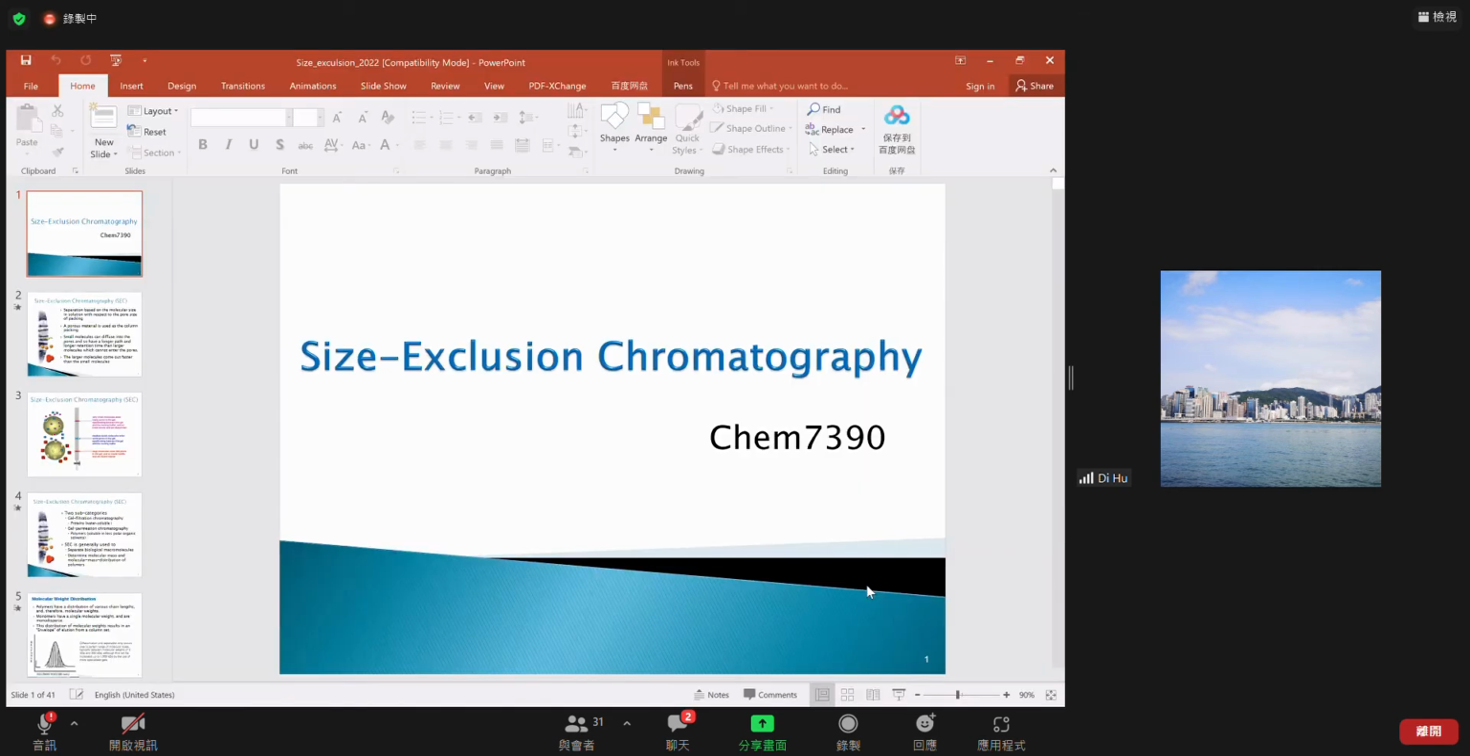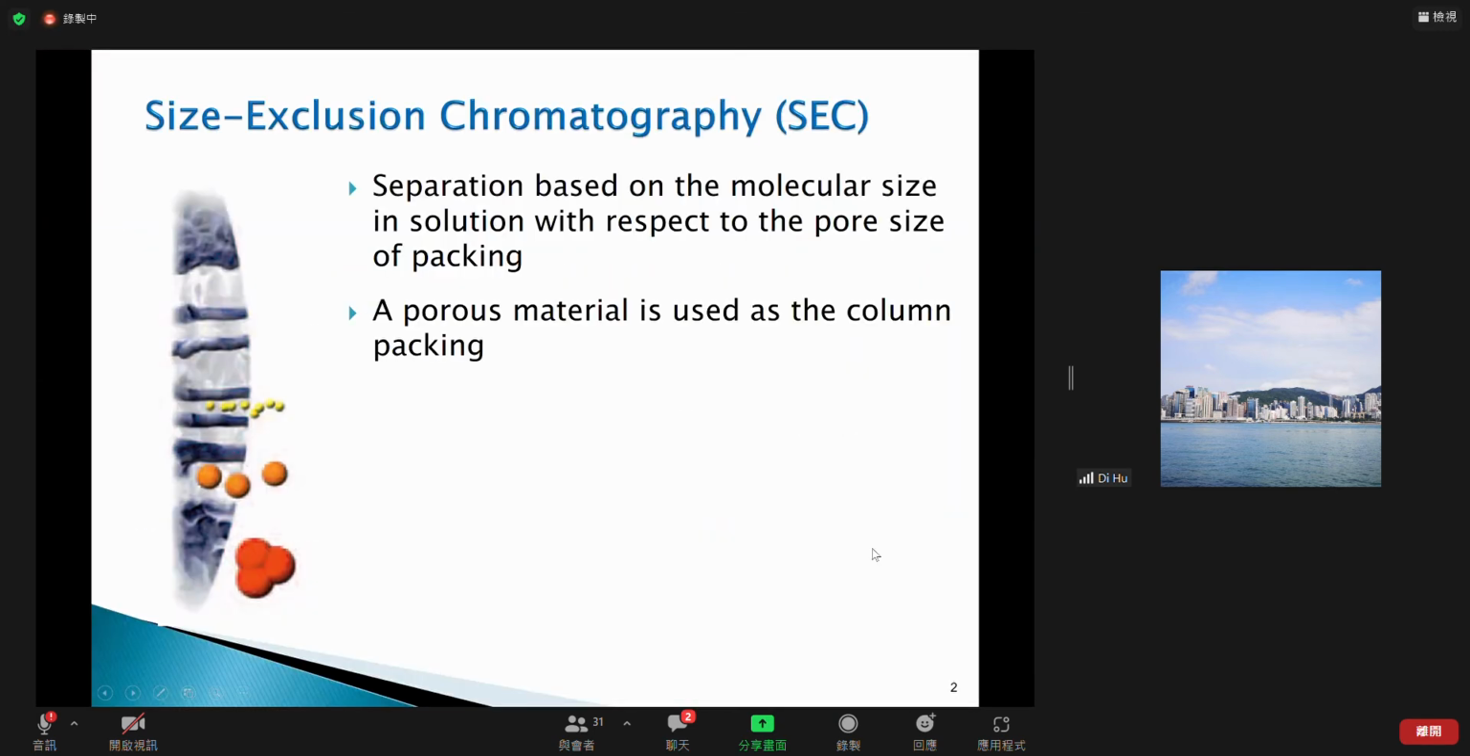Now we're going to go to the next chapter, which is size exclusion chromatography. Size exclusion chromatography is actually a very easy chromatography. It's a little bit different from what we have learned so far. As you can see from the name, the separation is basically different from all the other chromatography we just mentioned.